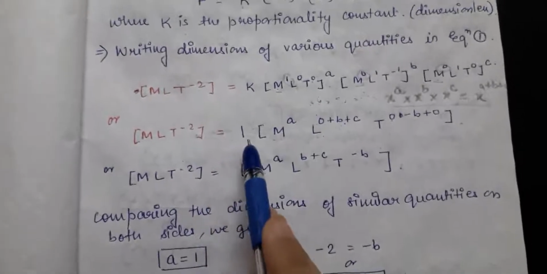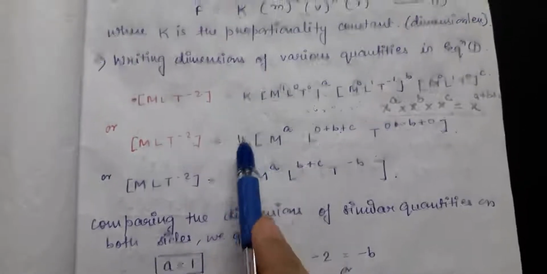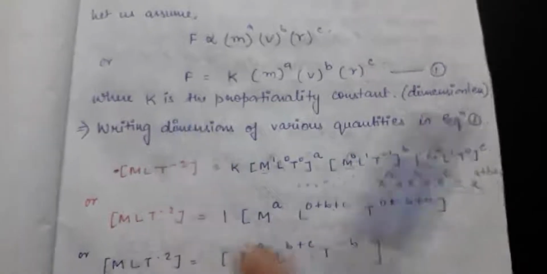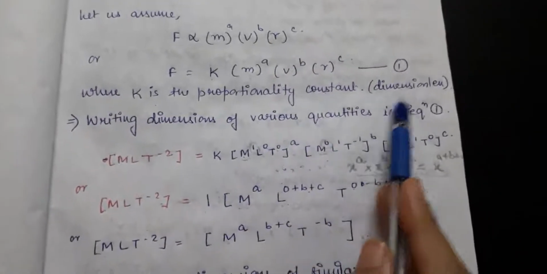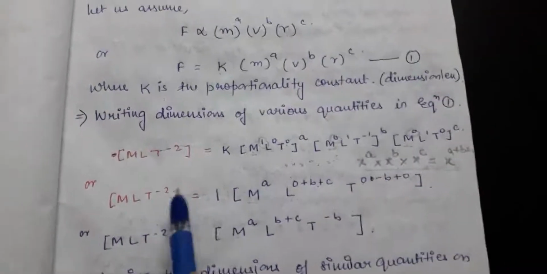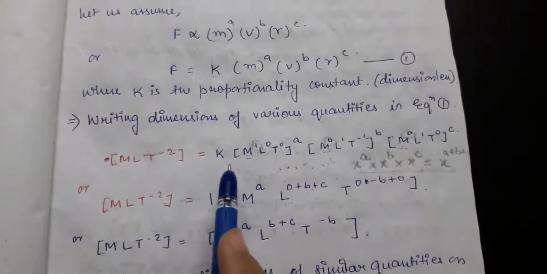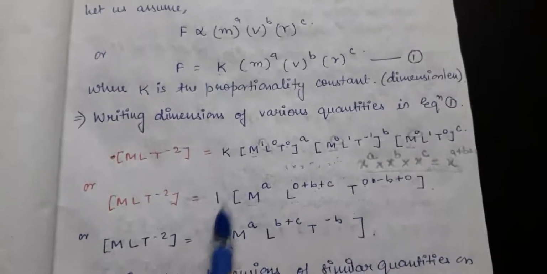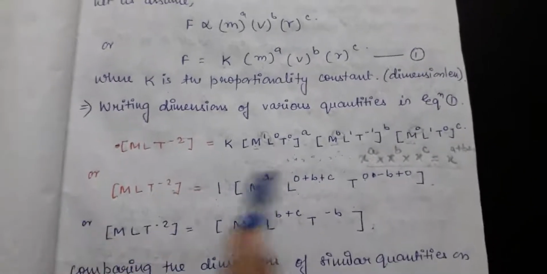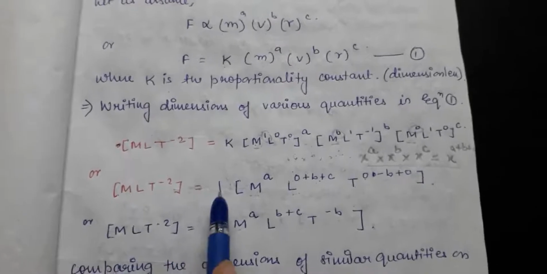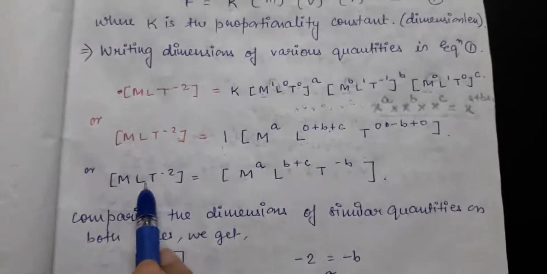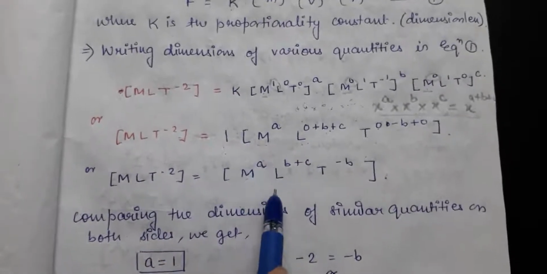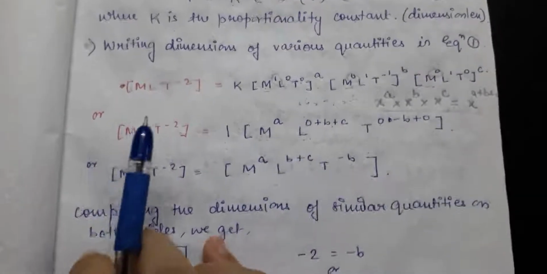One thing which I forgot to tell you: why I have written 1 in place of K. Because you have seen here K is just a proportionality constant, not a physical quantity. And as well as that, K is dimensionless. So any number or any dimensionless quantity can be written as 1, because it is just a number, it is not a physical quantity, and it does not have any dimension. So I can replace it with 1. So here you can write M L T to the power minus 2 is equal to M to the power A, L to the power B plus C and T to the power minus B.